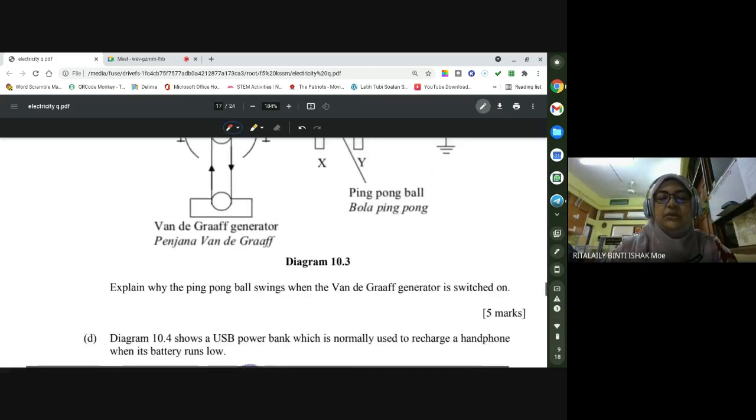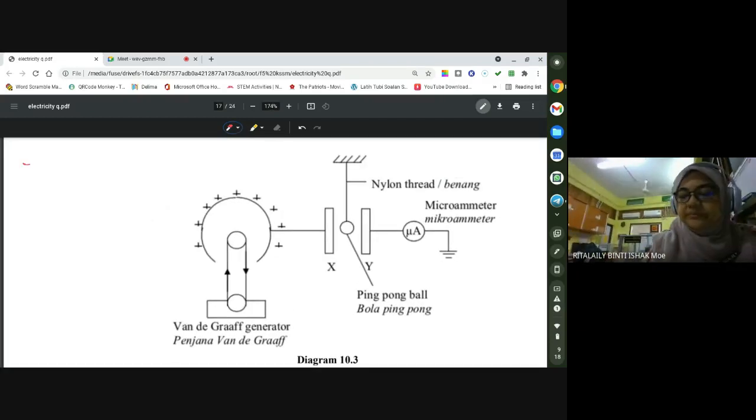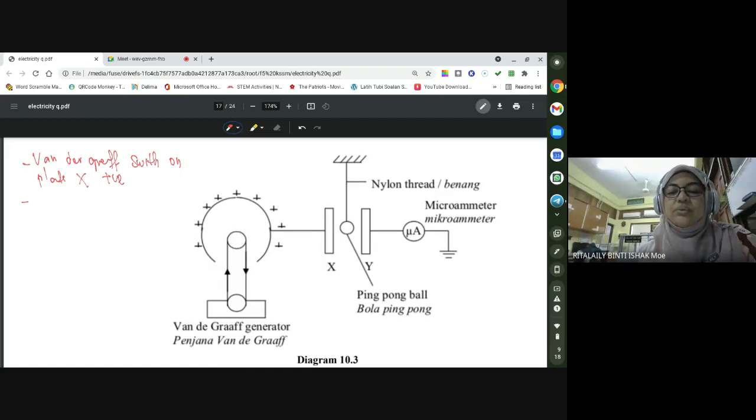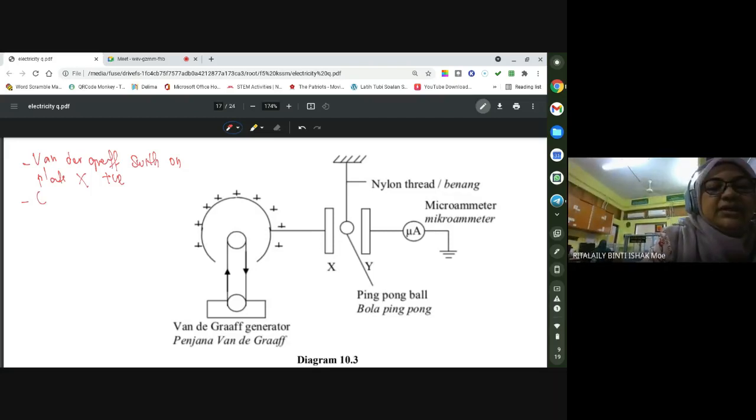So the first point, the X is positively charged. For the electrical force, you can write it as the second point or the third point. So let's say we say electrical force produced.